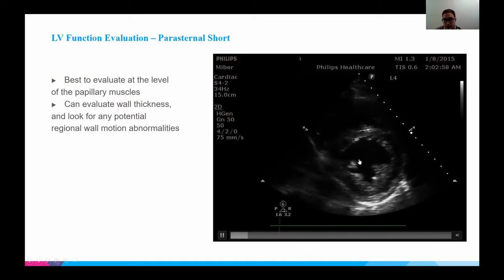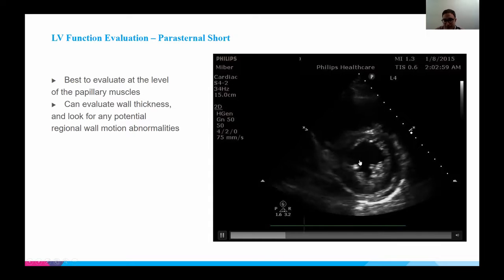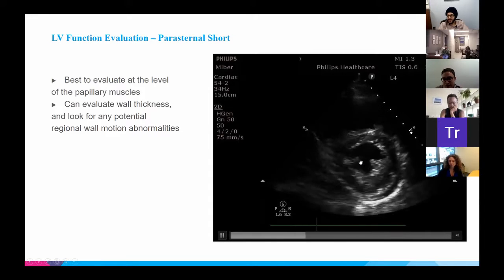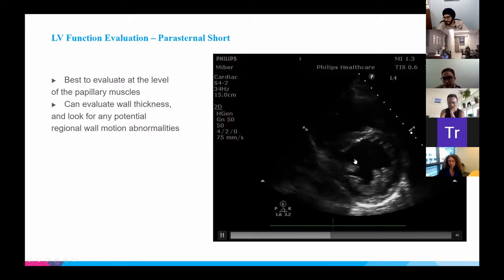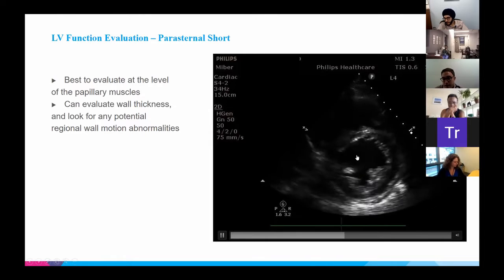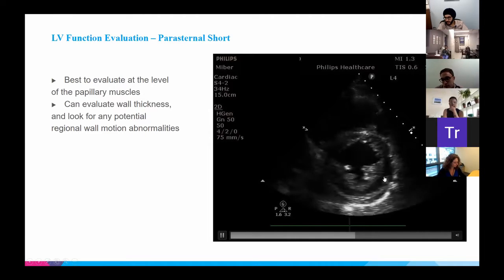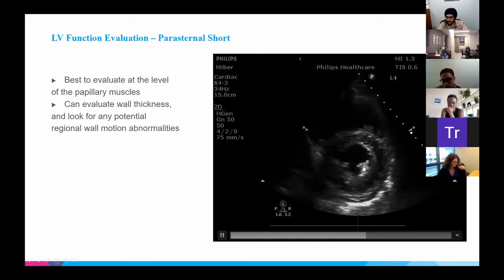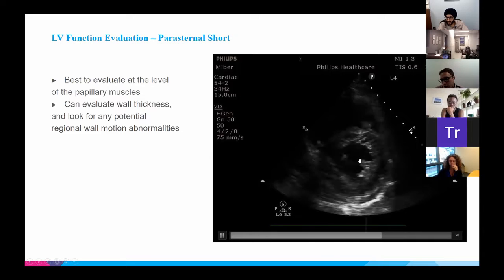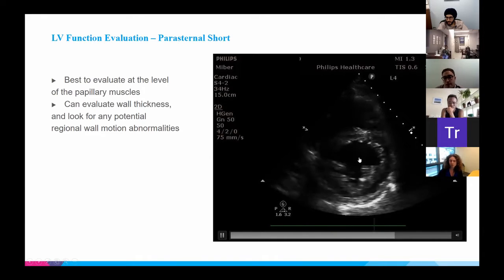And what I like to do is stick my finger on the screen. Now on PowerPoint, it's a little tiny finger in the center of the screen. But basically you use this because you can see if there's even any regional wall motion abnormality. So if the septum is moving in more than the other lateral wall might be moving in, this would be one way you can at least assess regional wall motion abnormalities.